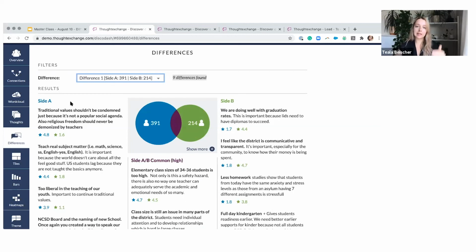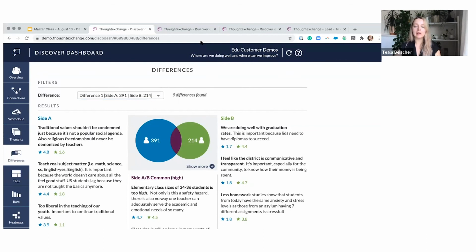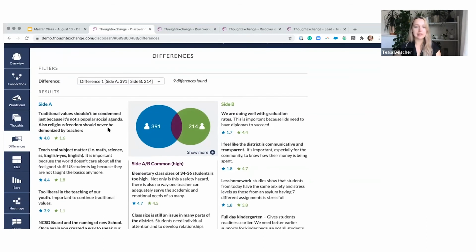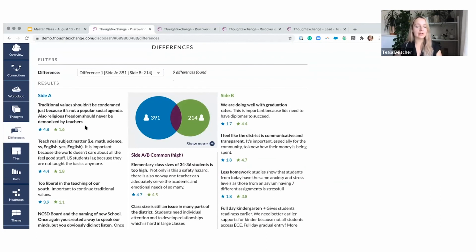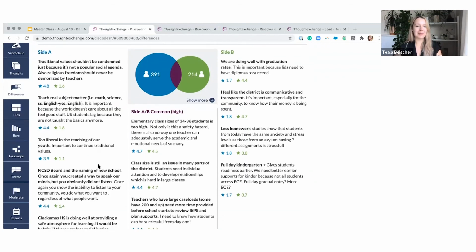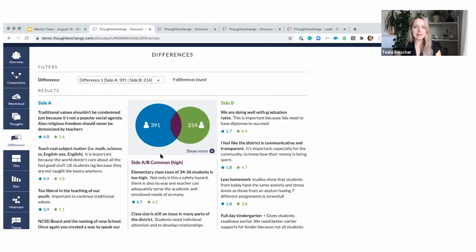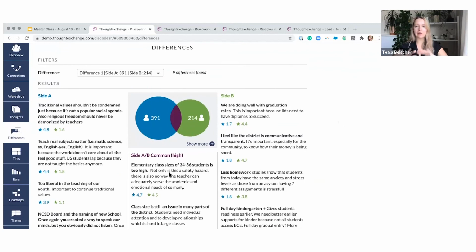So what we're looking at, side A, this is a set of thoughts that one group rated really highly, and that group is the 391 participants in the blue area of our Venn diagram. And then side A is also the same set of thoughts that another group, which is this group here, side B, the green, the 214 people, they rated really low. And so this is an exchange where we're looking at what are we doing well and where can we improve? And this is an education example. And so you can see over here on side A, we're talking about things like subject matter, traditional values. And then over here, we're talking about things like graduation rates, communication, having less homework.